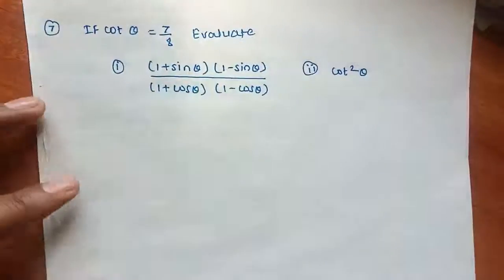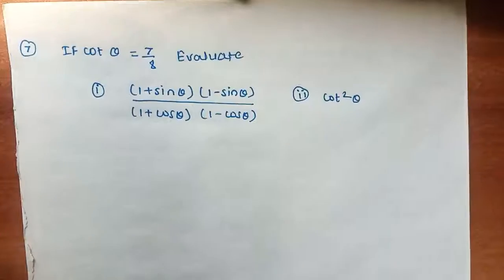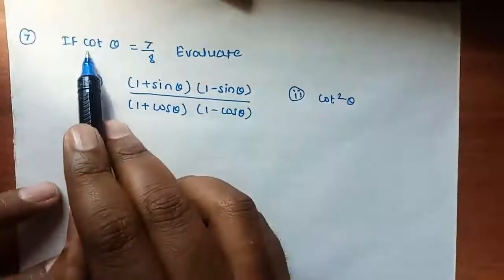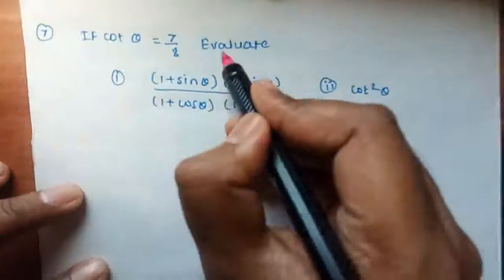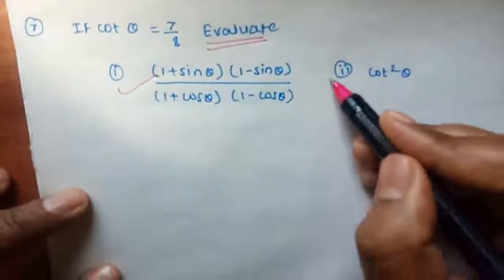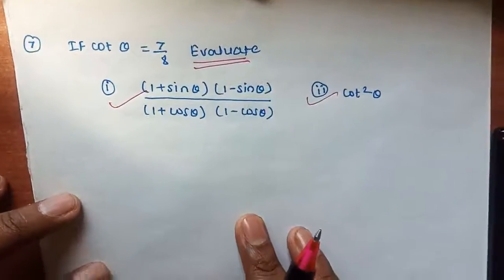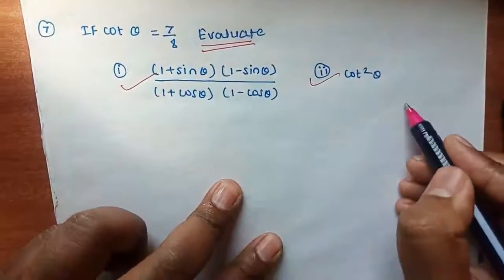So next problem, they have given if cot theta is equal to 7 by 8, then evaluate. We have to find this and this. So two sub questions they have given. So what I can do is I will just draw the triangle first of all.